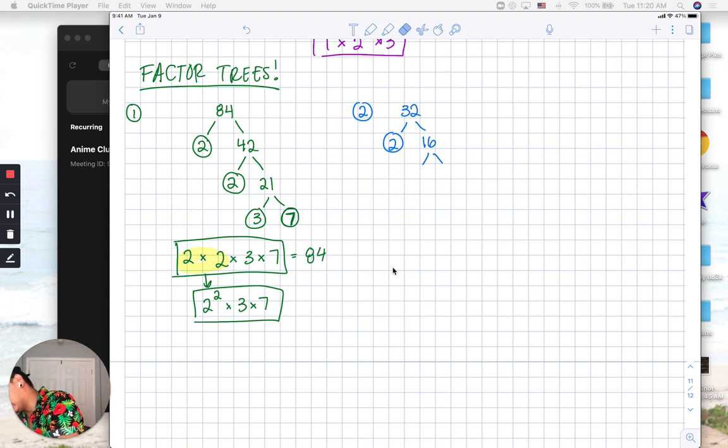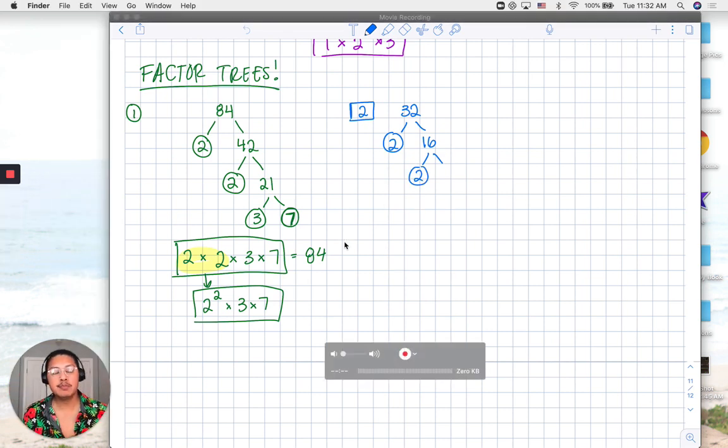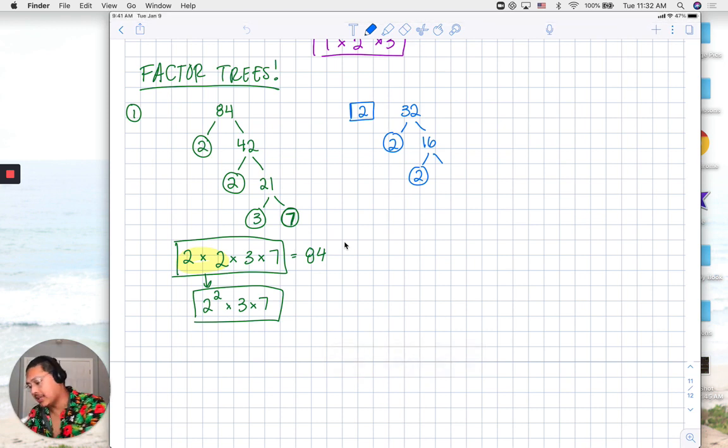Hold on, sorry. I'm going to change how I labeled this. I'm going to put a box around that because that's example 2. I don't want you to get confused. Okay, 16 is even. So 2 is the smallest number that goes in. So can 16 be broken down? Yes, it can. 2 times 8 gives me 16.